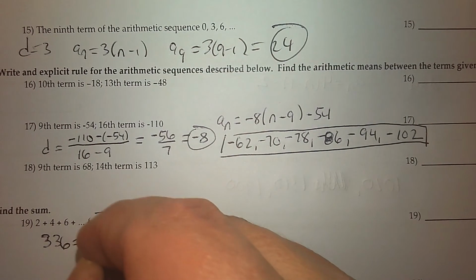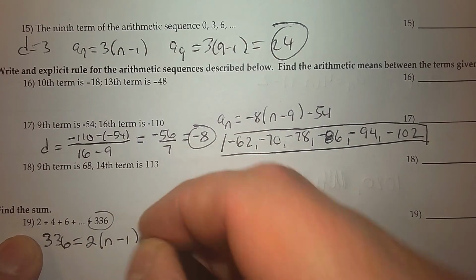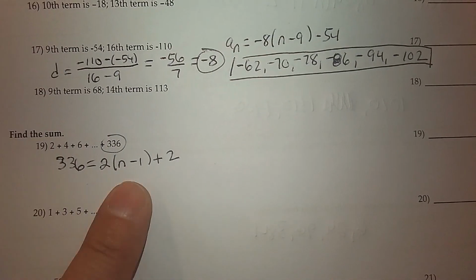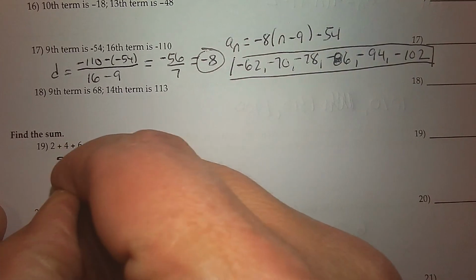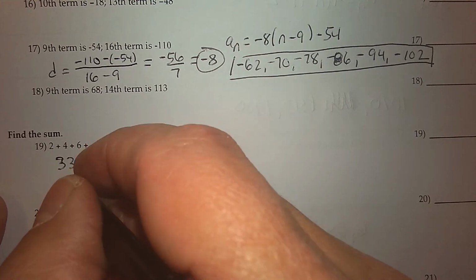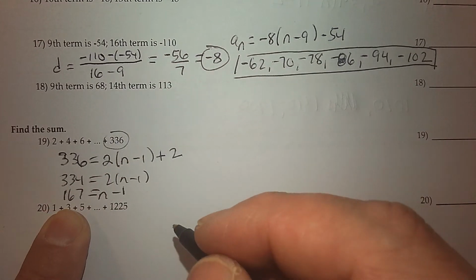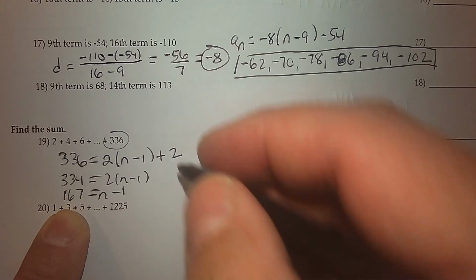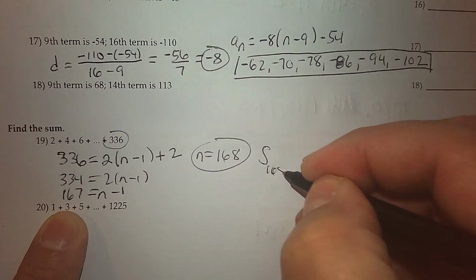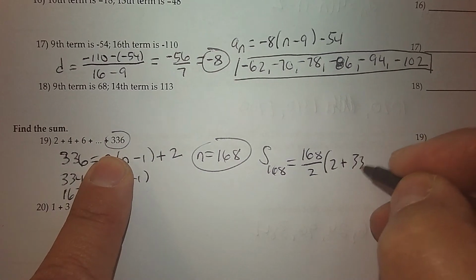336. What's the common difference? 2. I'll answer it. And then if I go n minus 1 plus 2, right? That's the rule. Just plug in 336. Can you solve for n? So subtract 2, and you get 334. Divide by 2, and that's what? 167? Is that right? I'm just doing it in my head. 167, and then add 1, and it's 168. Is that how many terms you got? So then when you add it up, 168 divided by 2, times 2 plus 336. So put that together.